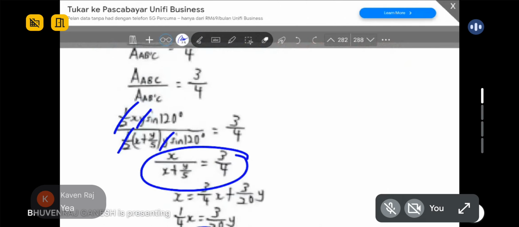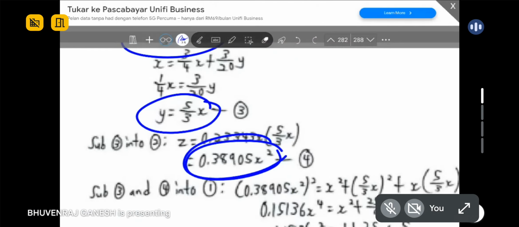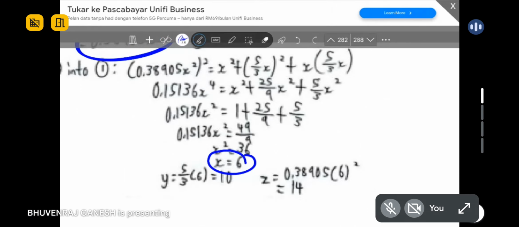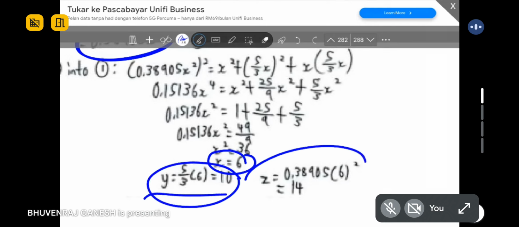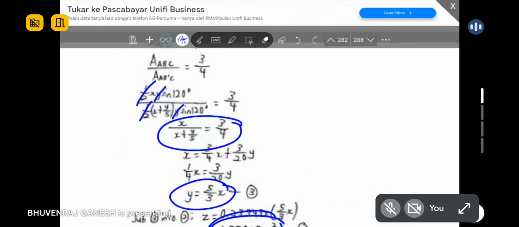Because Y equal 5 over 3X, Z equal to 0.38905 X squared. So gantilah. And then you guys solve. You will get X equal to 6. And then you substitute, cari nilai Y, substitute, cari nilai Z. So your answer is 6, 10, 14. Understand, guys? Do you get the concept of this question? Actually, not hard one. Tak susah.